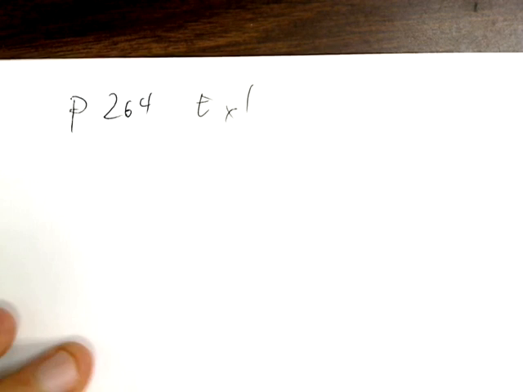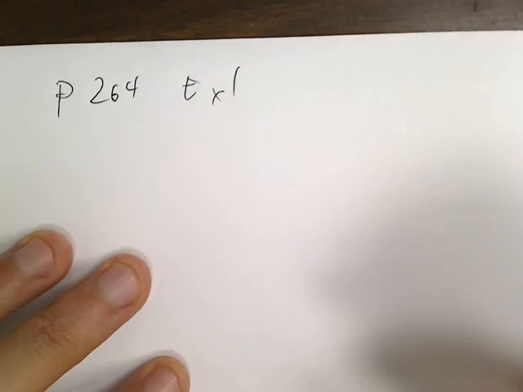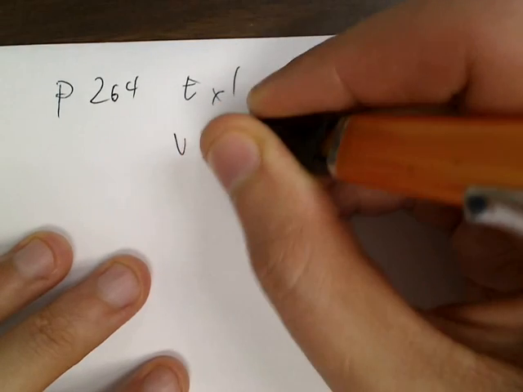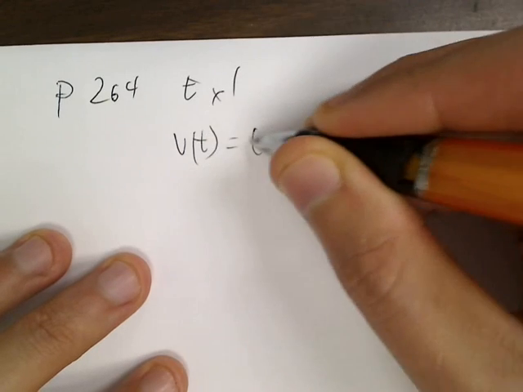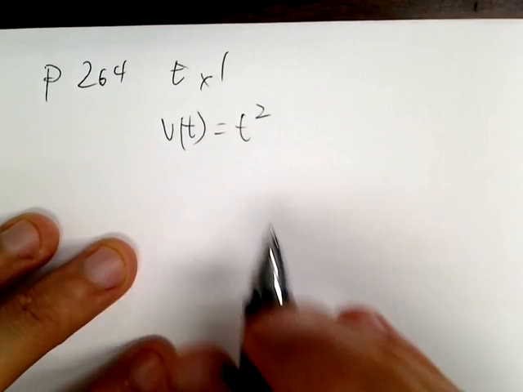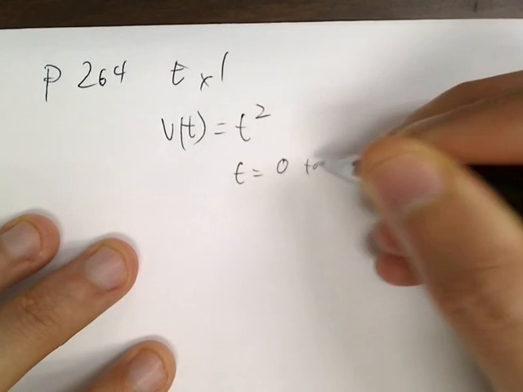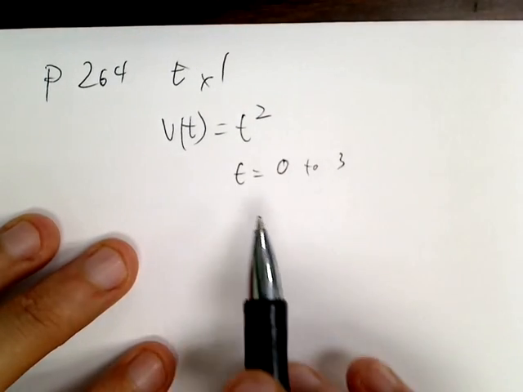Alrighty, so let's look at page 264, example 1, and it has something a little more interesting. Let's write it how they have it written there. So v of t, the velocity function, is t squared. Okay, the velocity function is t squared, and this is our regular old parabola, and we're going from t equals 0 to 3. So we're getting a little more abstract here, right?